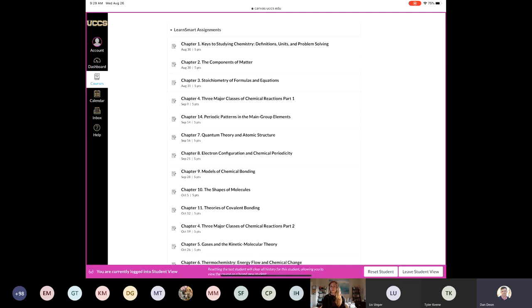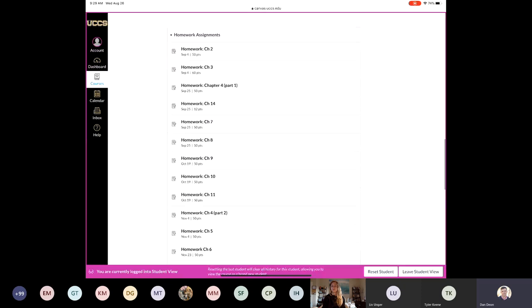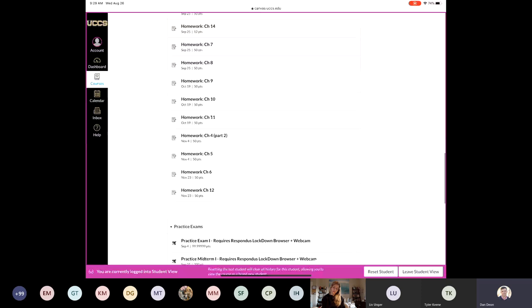If you scroll down a little bit farther than that, you can see the homework assignments. I don't know why I'm not seeing homework one right now. Is there a reason for that? Anyhow, if there is, I'll rectify it after class. Okay, then you can see I also have a bunch of practice exams. So practice exam one is already up there.